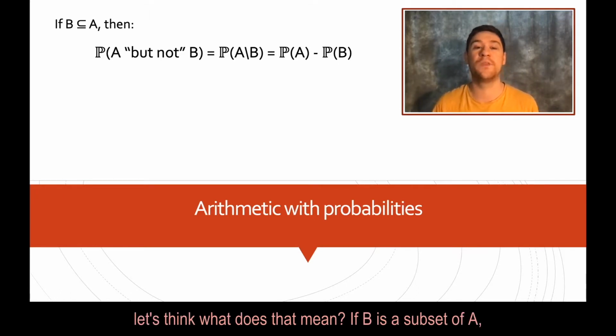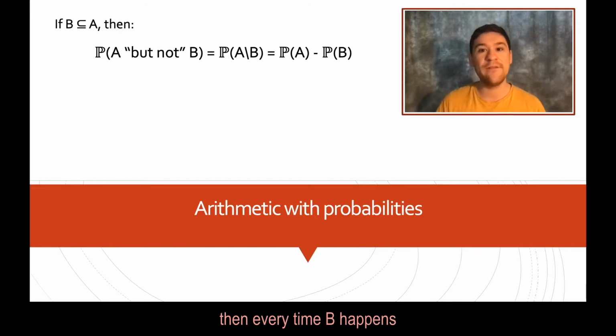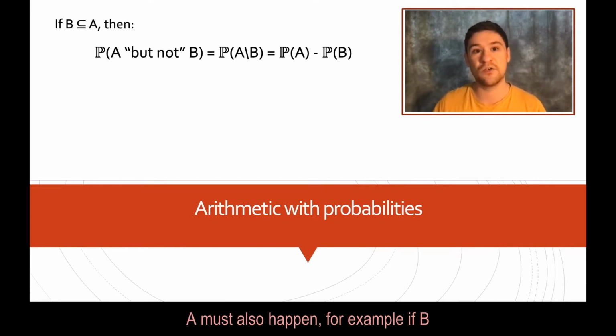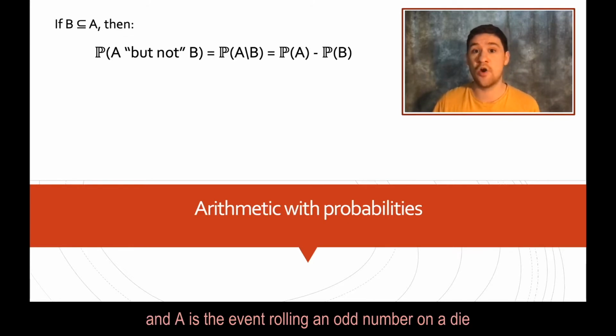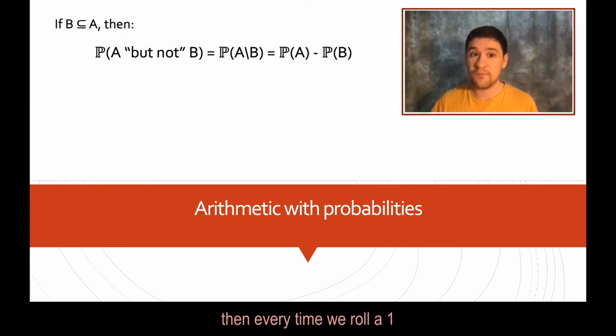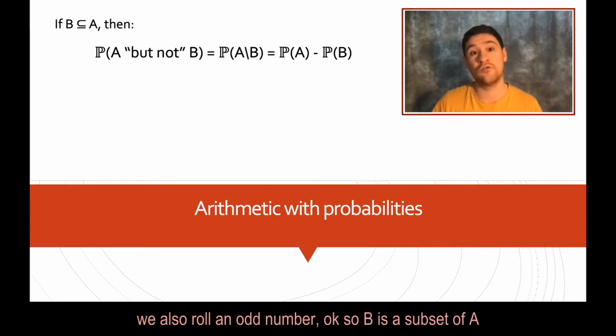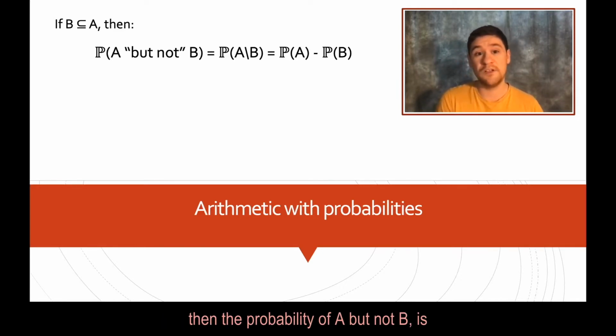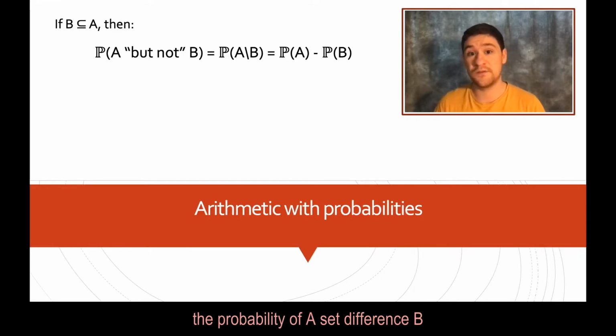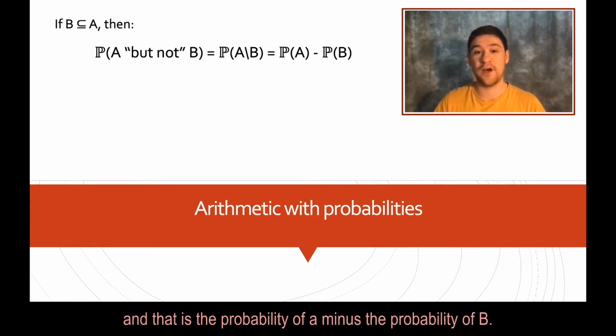And another identity we have is that if B is a subset of A, okay, let's think, what does that mean? If B is a subset of A, then every time B happens, A must also happen. For example, if B is the event rolling a 1 on a die, and A is the event rolling an odd number on a die, then every time we roll a 1, we also roll an odd number. Okay, so B is a subset of A. And if that's the case, then the probability of A but not B is the probability of A set difference B, and that is the probability of A minus the probability of B.